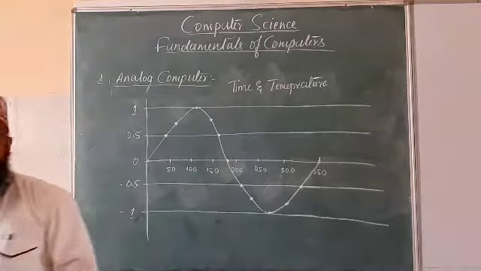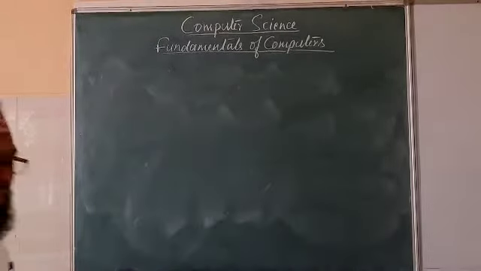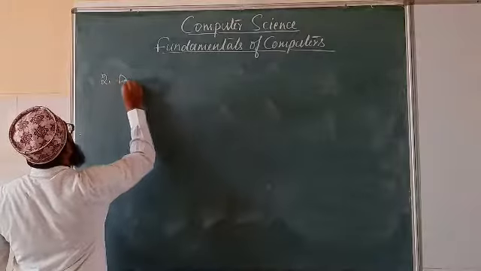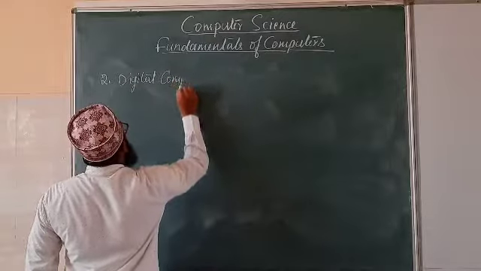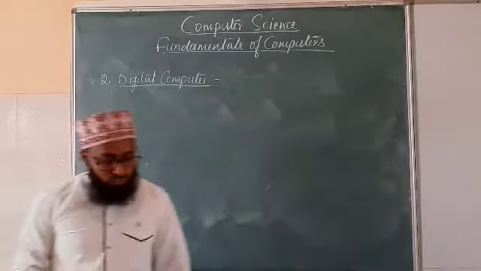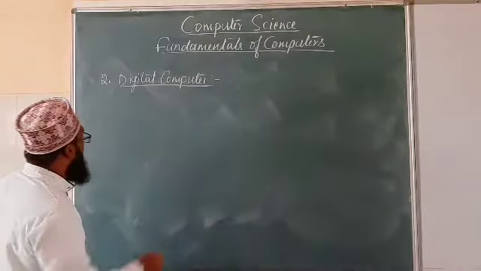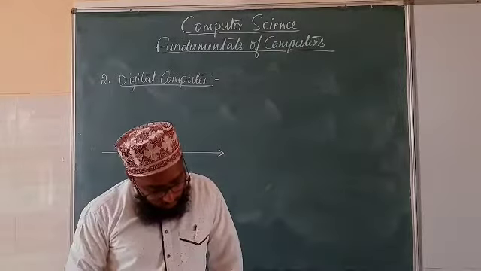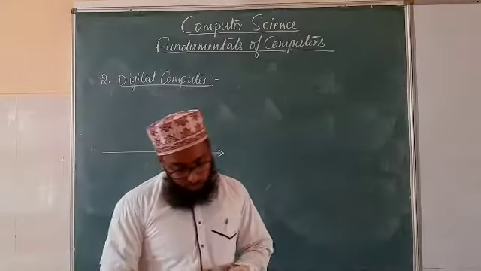And now we are going to discuss about the digital computer. The next type of computer is the digital computer. Second one is digital computer. First, I will give you the representation of digital computer. Then I will write the explanation. See how a digital computer looks like. It means the digital graph can be given by the digital computer.